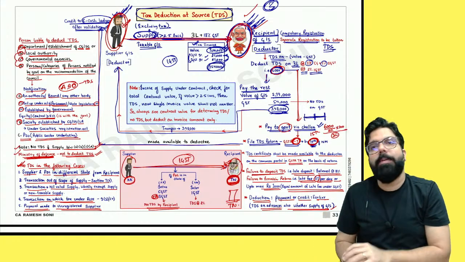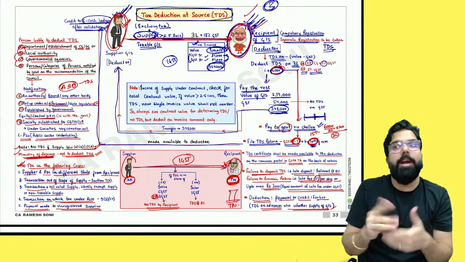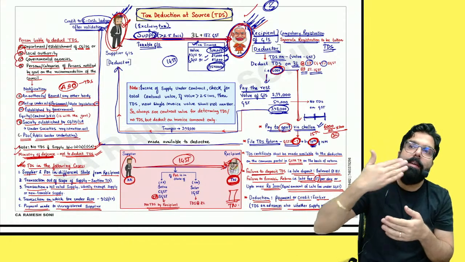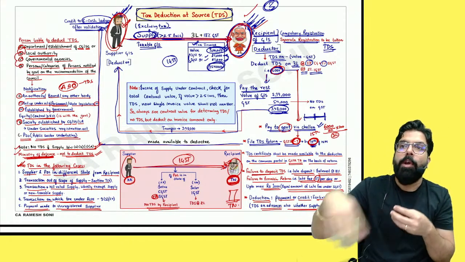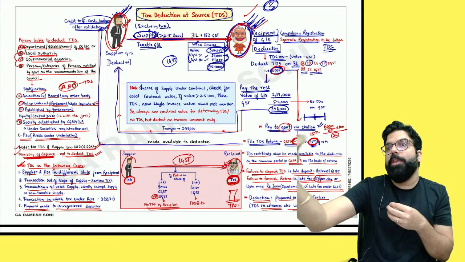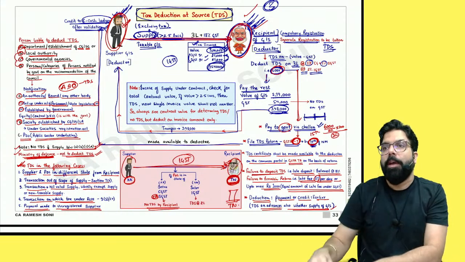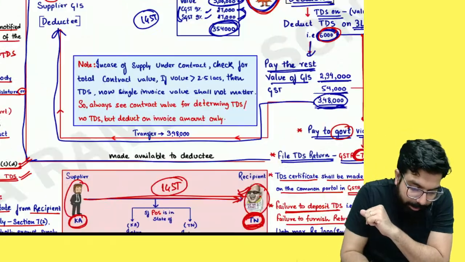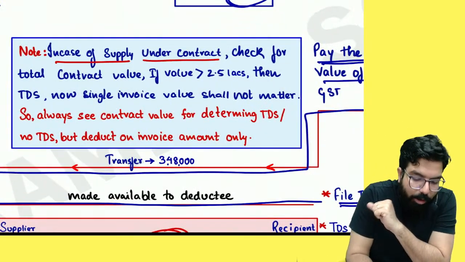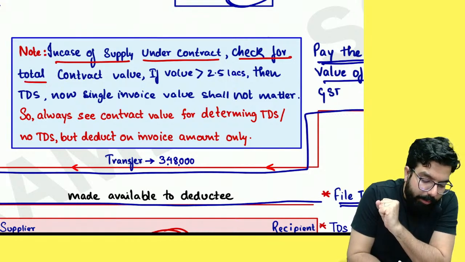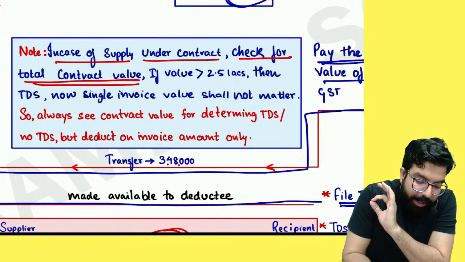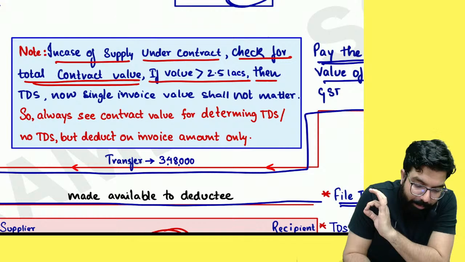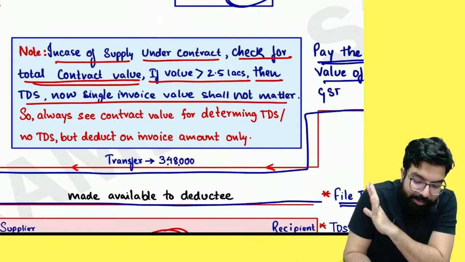Now, sometimes what happens? The government department does a contract with you that you keep supplying and they will keep making the payment to you. So whenever they make the payment to you, they will keep deducting the TDS. But the contract value should be more than 2.5 lakh. See, in case of supply under a contract, check the total contract value. If the contract value is more than 2.5 lakh, then a single invoice shall not matter.